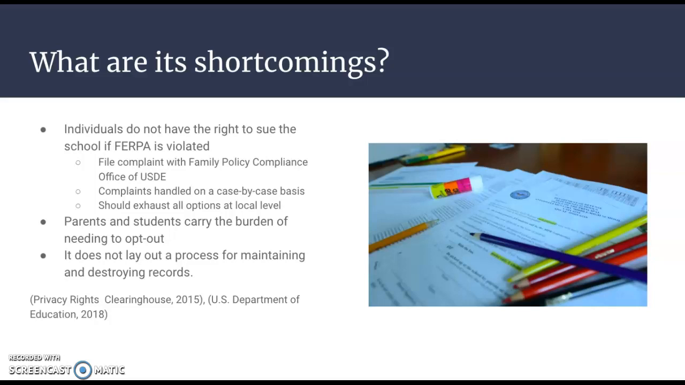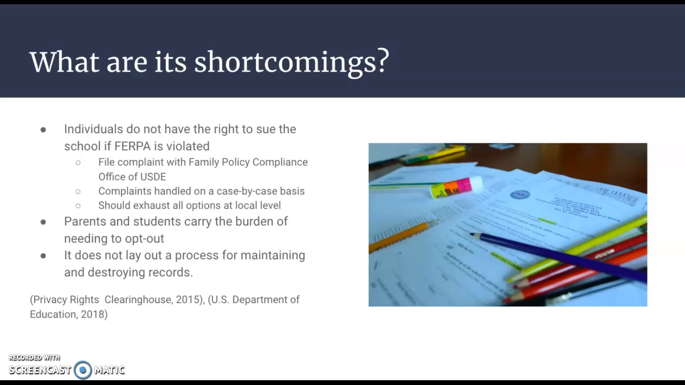FERPA does come with some shortcomings. The first one is that if a school were to break FERPA compliance, a family couldn't just sue the school themselves. They would have to go through the U.S. Department of Education to file their complaint. After that complaint is filed, it's handled on a case-by-case basis, but just like anything, it takes a long time to go through. So they highly recommend that you exhaust all your options at the local level in your current school district before you file a complaint, because it will take a couple of years before your complaint is handled.